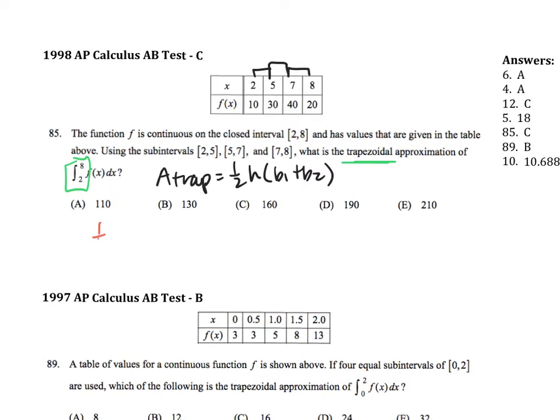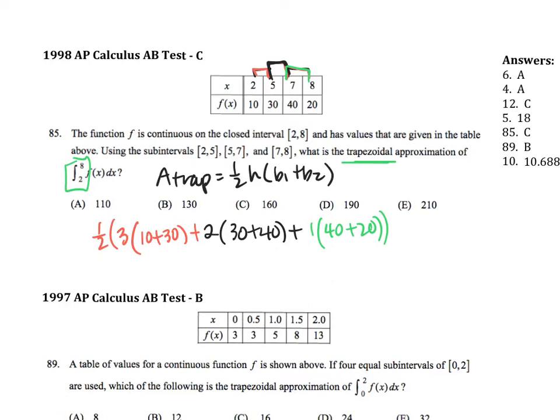I'm going to factor out a 1/2. My heights are varying, so I'm going to keep all my trapezoids separate. My first trapezoid has a height of 3 with bases of 10 and 30. My next trapezoid has a height of 2 and bases 30 and 40. My last trapezoid has a height of 1 and bases of 40 and 20. Again, just pause me so that you can do these calculations on your own, and I'll meet you with the answer.